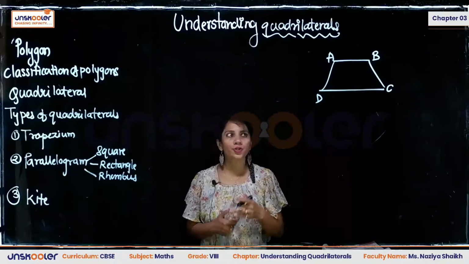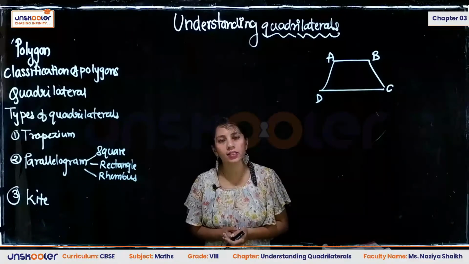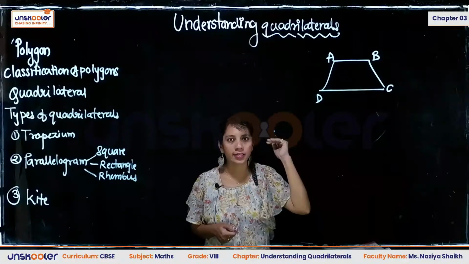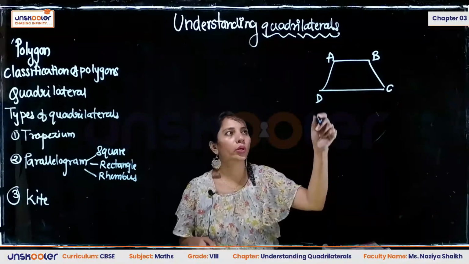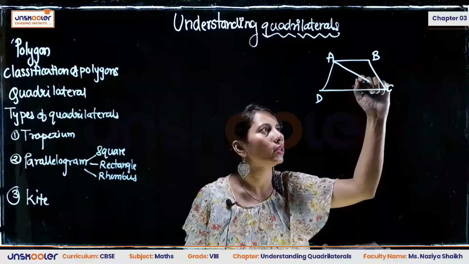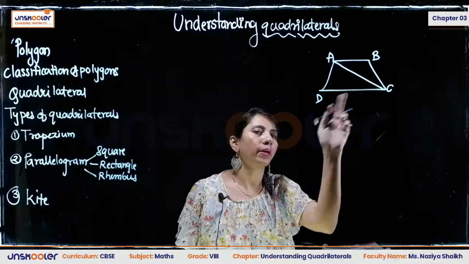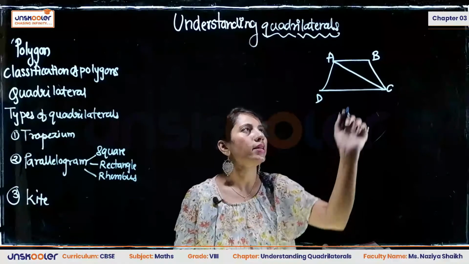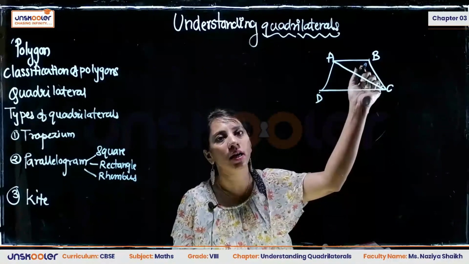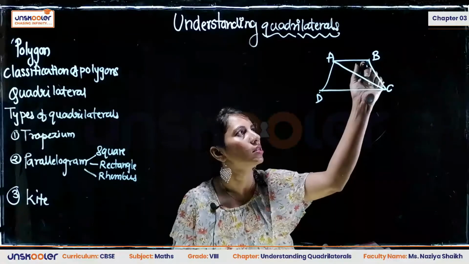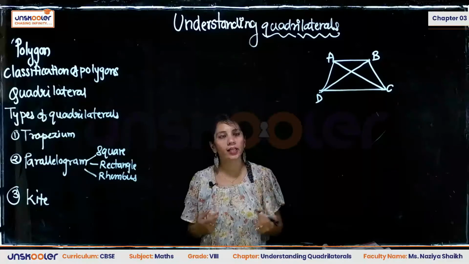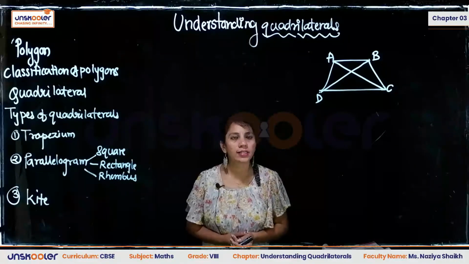Now let us draw the diagonals. When I say diagonals, when a line segment joins two opposite vertices, a diagonal is formed. So here the opposite vertices are A and C. When I join the points A and C, I get the diagonal AC, and the other non-adjacent vertices are B and D. So when I join opposite vertices, I get two diagonals. So here the diagonals are AC and BD.